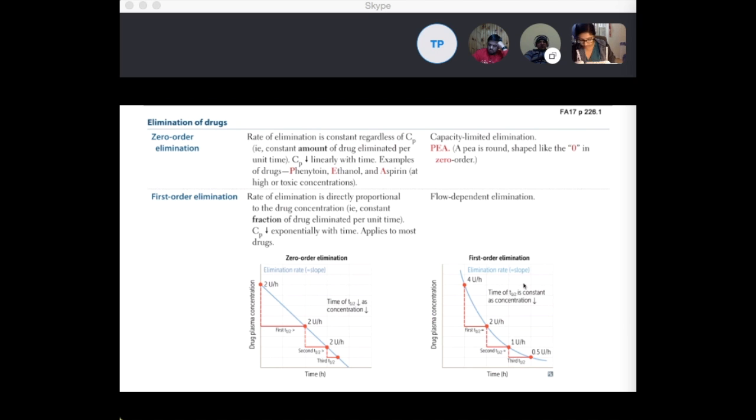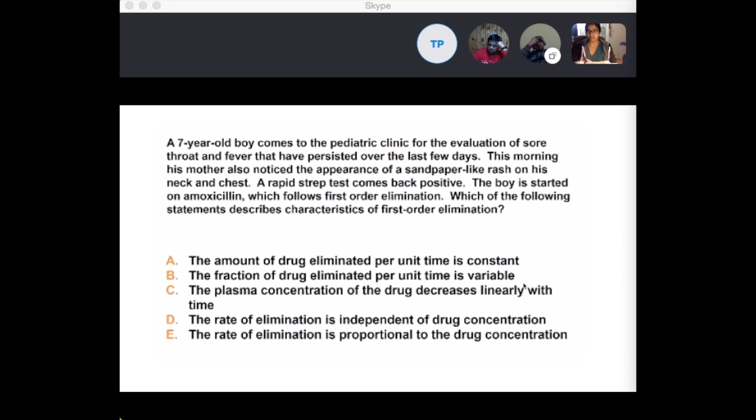Alrighty. Okay, so a little practice question for you guys here. We have a 7-year-old boy who comes to the pediatric clinic for the evaluation of sore throat and fever that have persisted over the last few days. This morning, his mother also noticed the appearance of a sandpaper-like rash on his neck and chest. A rapid strep test comes back positive. The boy is started on amoxicillin, which follows first-order elimination. Which of the following statements describes characteristics of first-order elimination?